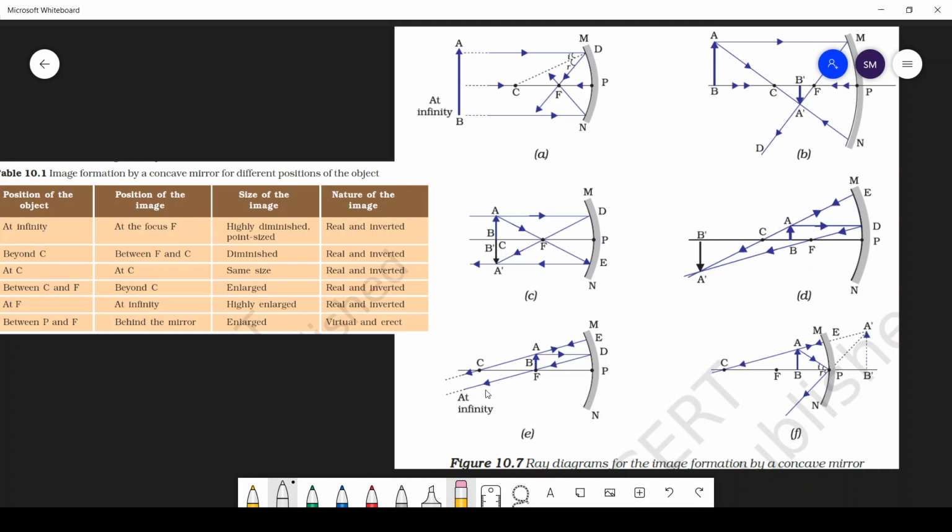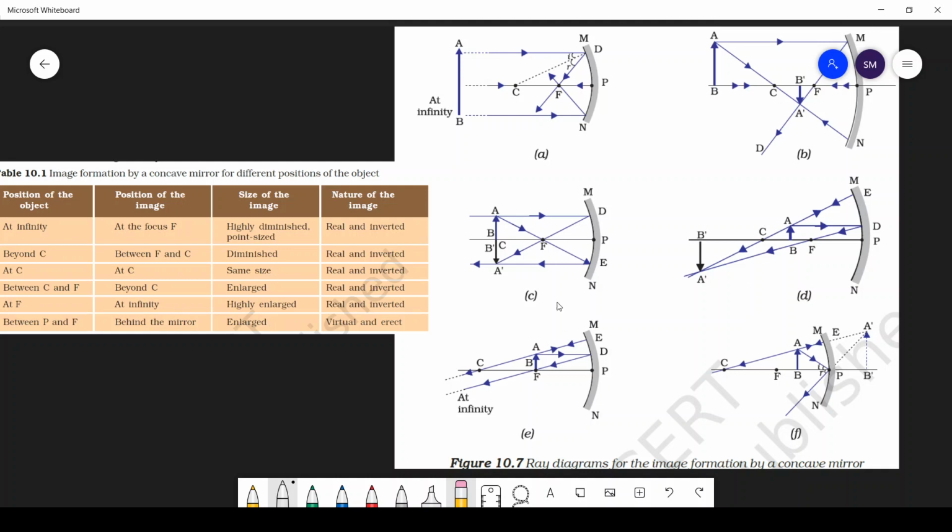But if the object is between the focus and the pole, then only the image will be virtual, and it is erect. Erect means seedhi, inverted means ulti. So when the image is real, it will always be inverted, and when the image is virtual, behind the mirror, it will be erect. Now as we are moving the object near to the mirror, the image is moving away from the mirror, its size is increasing.